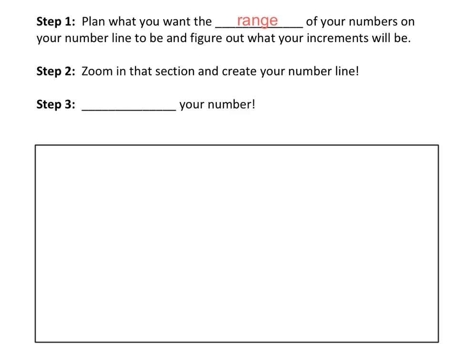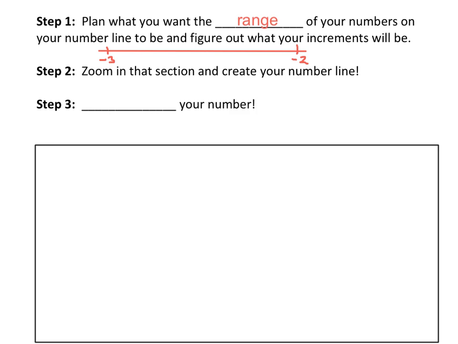So if you want to start graphing decimals on a number line, step 1 is to plan what you want the range of your numbers on the number line to be. So what that means is, if you are given a number line, you want to know what integer or whole number to start at. So for example, in this number line, I may start at -3 and I may end at -2. And this gives us a range to start and to end our number line at.